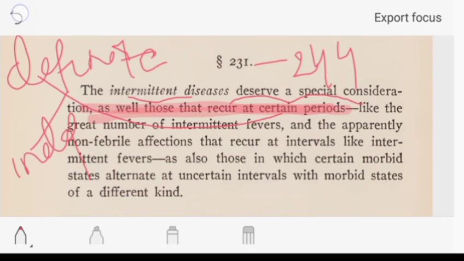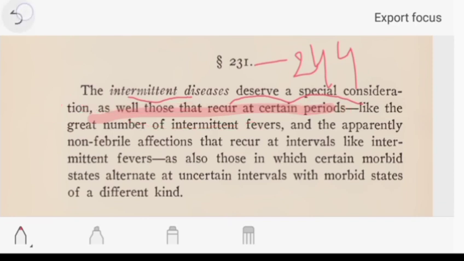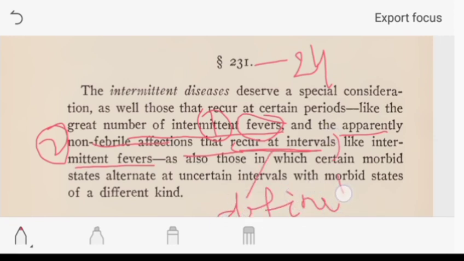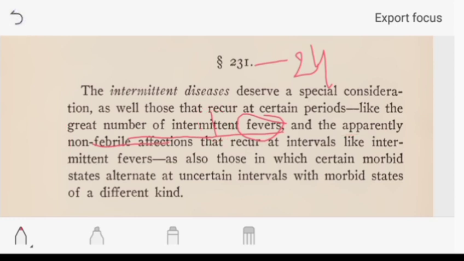Okay, now the certain interval, that is like a great number of intermittent diseases, that is intermittent fever, and the apparently non-febrile ones. Here one is the fever type variety, another is the apparently non-fever affection. Non-febrile means non-fever, that is non-febrile intermittent disease that recurs at a certain interval, otherwise known as definite interval. Okay, definite interval. Understand. So here the febrile and non-febrile conditions of intermittent disease recur at an interval, so it is called like intermittent fever.